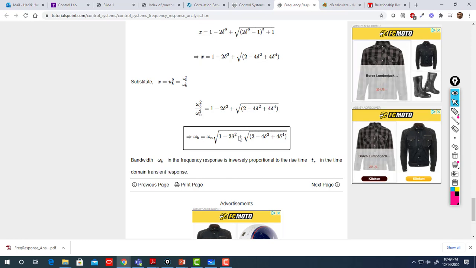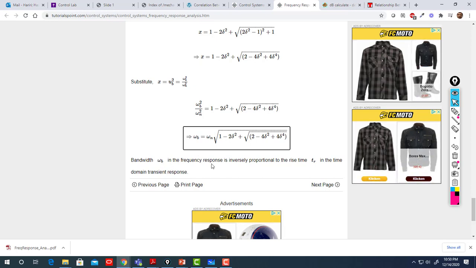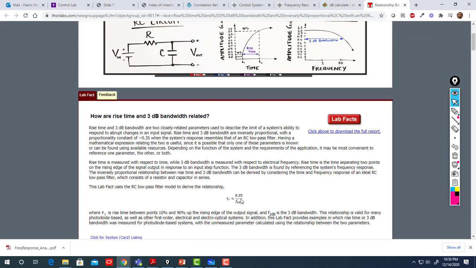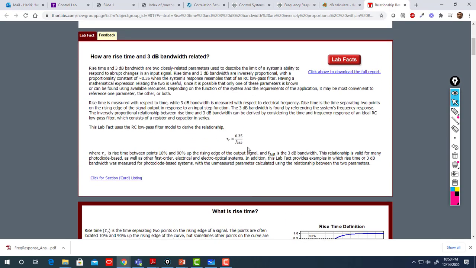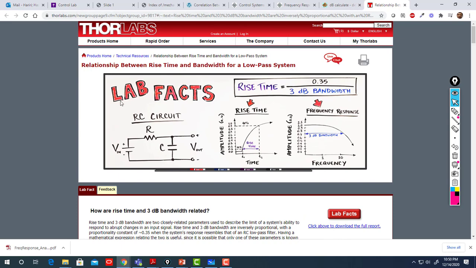And if you look at this relation, we didn't introduce in the time domain the rise time, how it is a function of zeta. Actually, this delta is the damping ratio, which is zeta. We usually use the zeta symbol. But from this relation you could also conclude that the bandwidth in the frequency response is inversely proportional to the rise time. What it means is if you increase the bandwidth, you will decrease the rise time, so you make your system faster also. And the exact relation between them is 0.35, according to here.